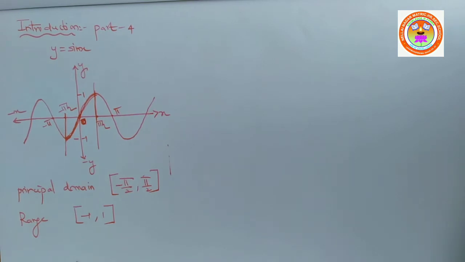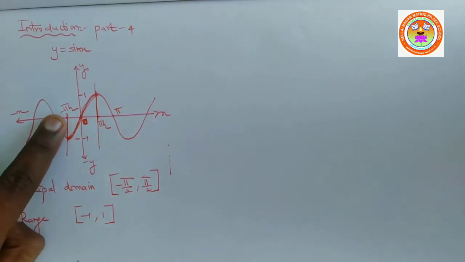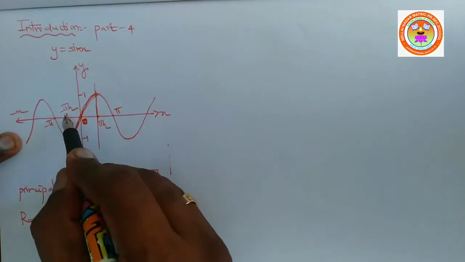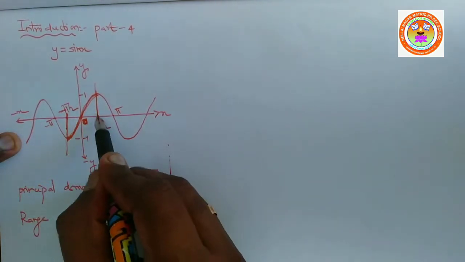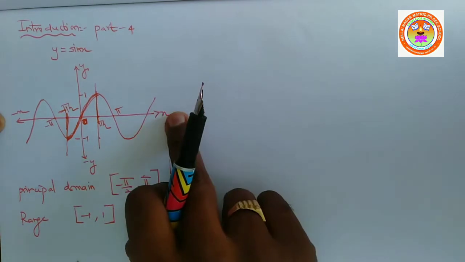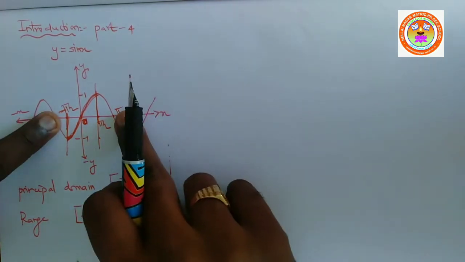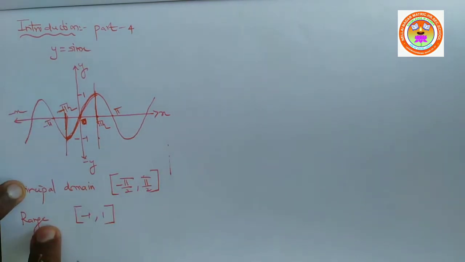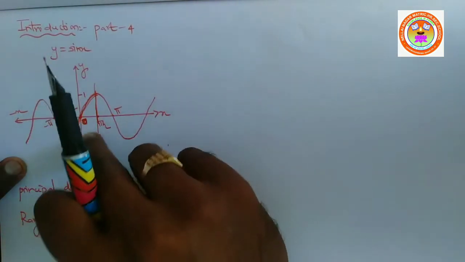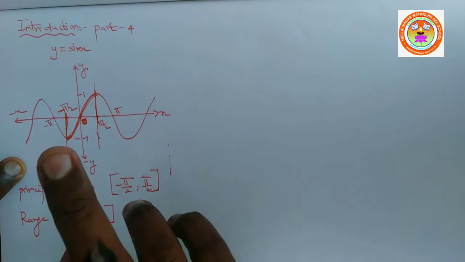We saw in introduction part 2 itself that the principal domain is minus pi by 2 to plus pi by 2. The domain is the full x-axis, minus infinity to infinity, in open interval; minus pi by 2, pi by 2 in closed interval. The range is minus 1 to 1.